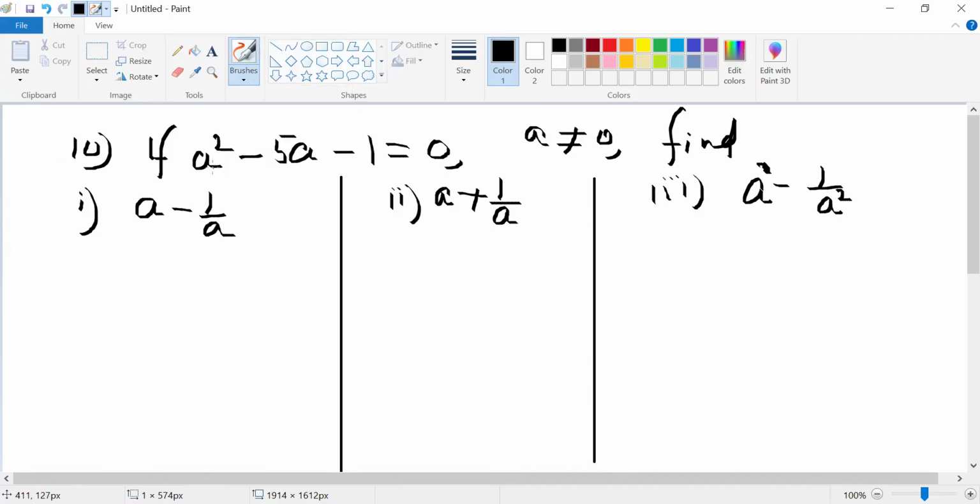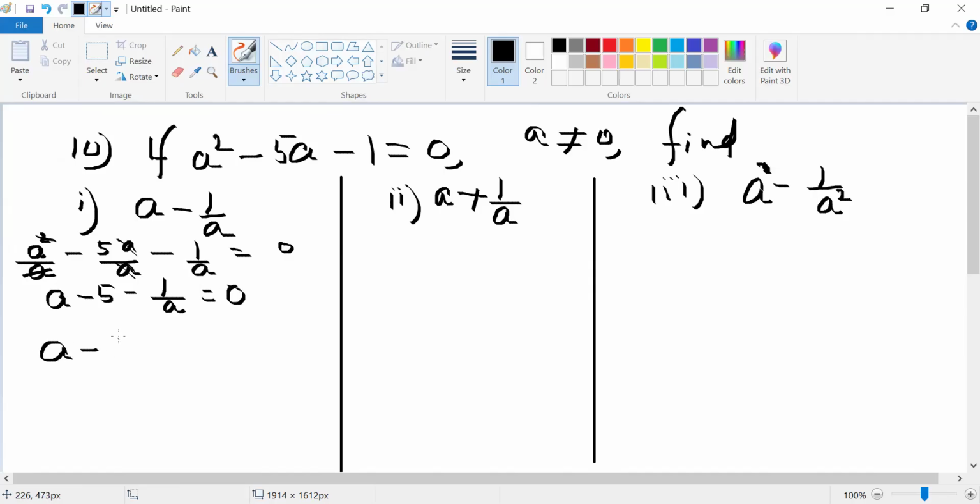So first we have to divide each term by a. So the equation becomes a square by a, 5a by a, minus 1 by a, 0 by a is 0 only. Again cancelling a, what we will get? a minus 5 minus 1 by a equals 0, rearrange. a minus 1 by a, this minus 5 will go to the other side, 5, that's all. a minus 1 by a we got.